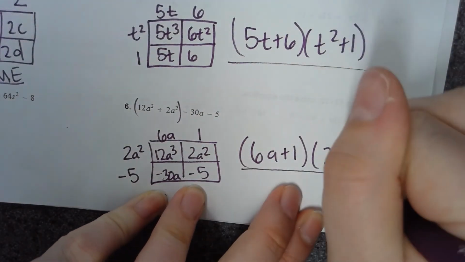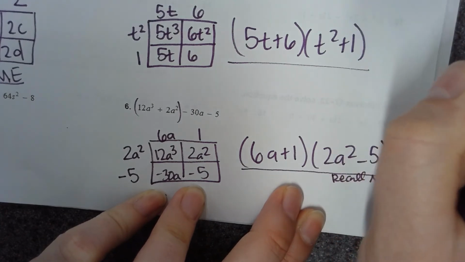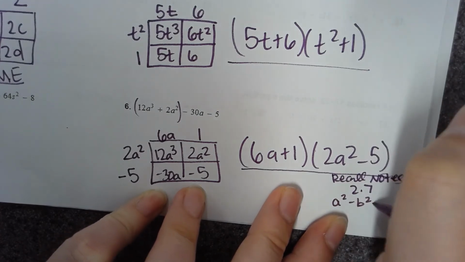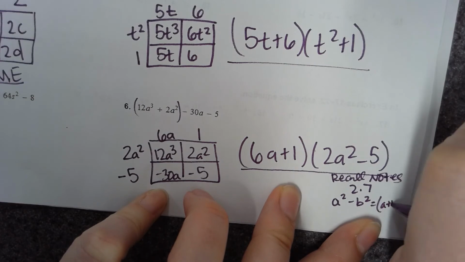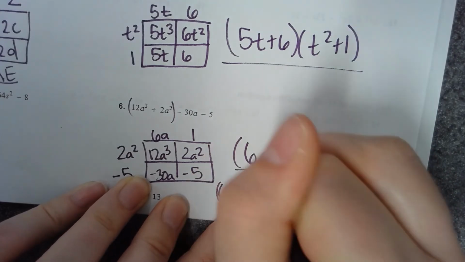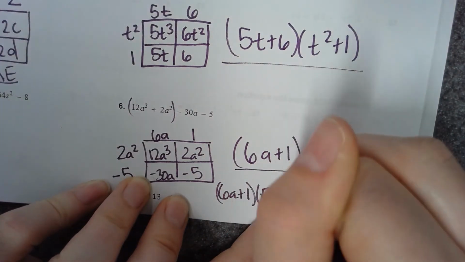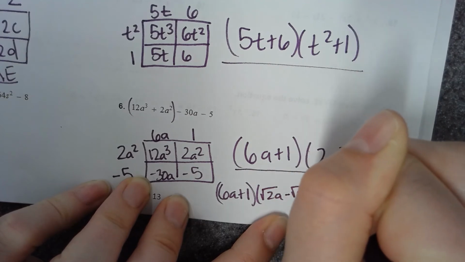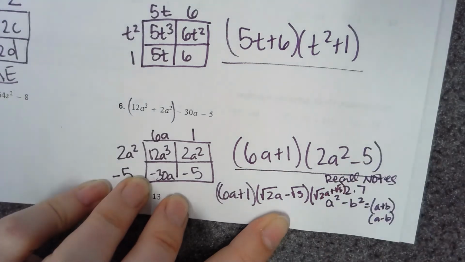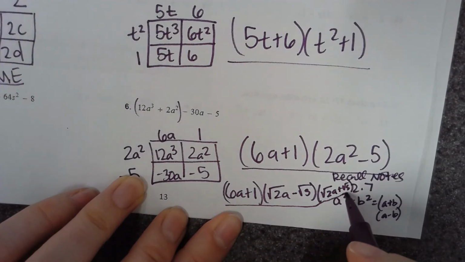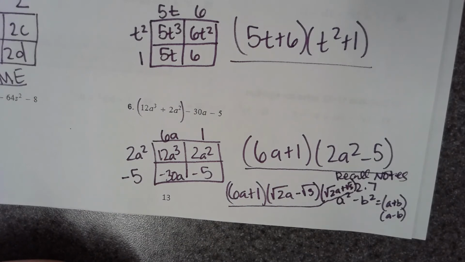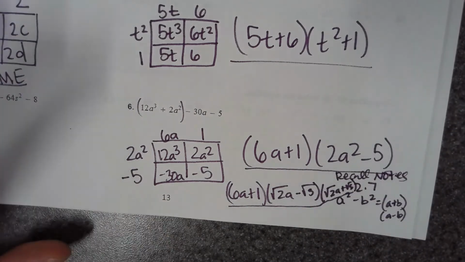So recall notes 2.7, where we have a squared minus b squared equals a plus b times a minus b. So then this would be 6a plus 1. And then this would actually be the square root of 2a minus square root 5 times square root 2a plus square root 5. Oh, gross. So if you write that, you don't have to do that on your test, but if you do, I'll give you an extra credit point. That's going beyond and simplifying that more.